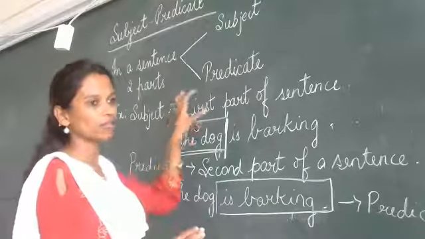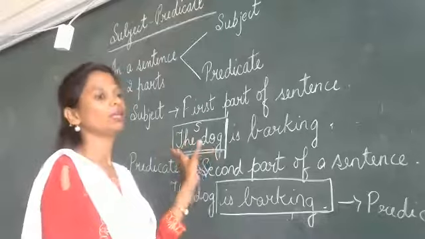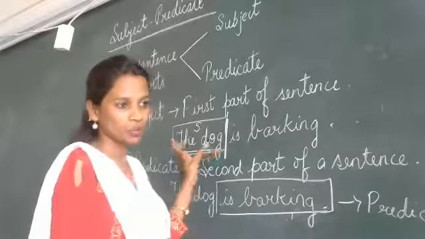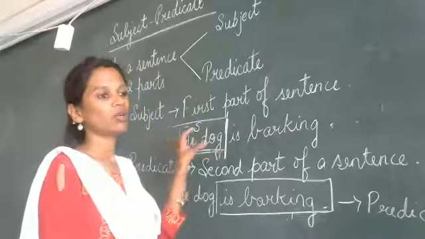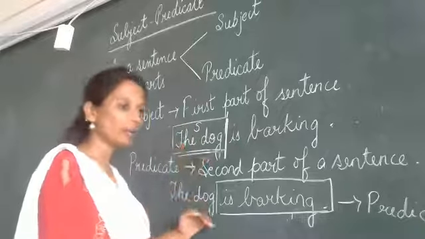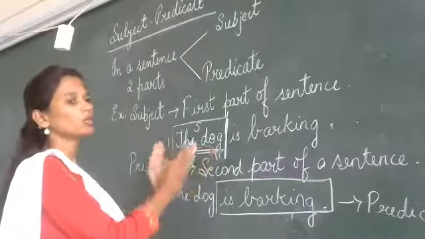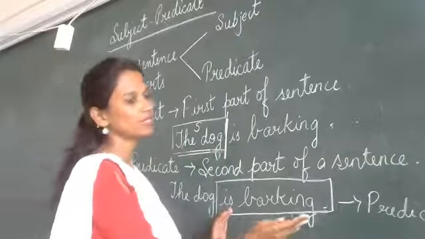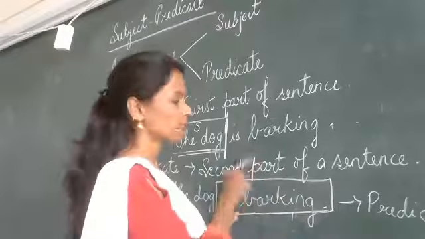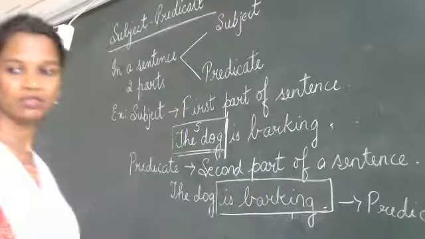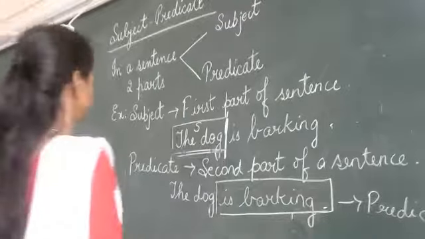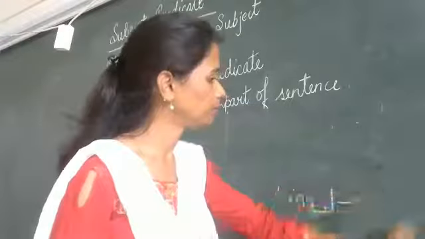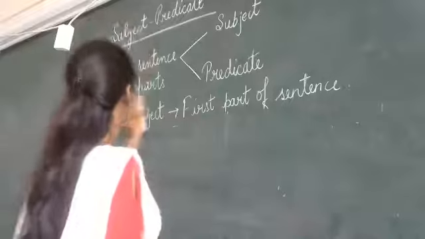In the first part of the example, the subject, we talk about whom we are talking about. We talk about somebody. We are talking here about the dog. But in the predicate, we are talking about what the dog or the subject is doing. What is the dog doing? It is barking. So it is the second part of the sentence. Is it clear? Yes, ma'am. Okay, I'll give you another example.